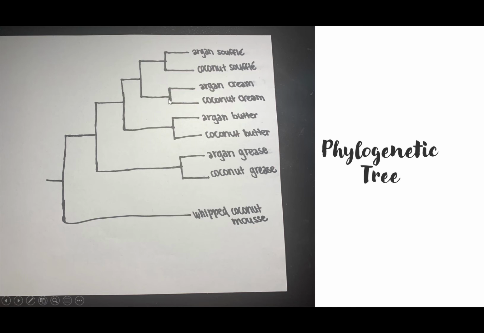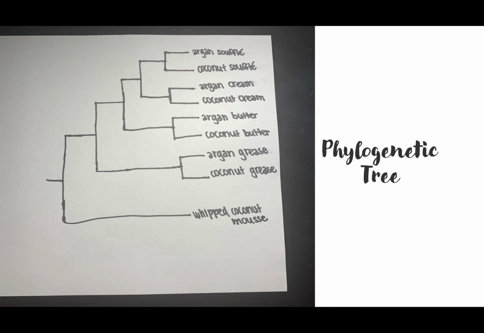This would be the most recent common ancestor of the argan cream and coconut cream. And if you've noticed, they're going in order of what has the heaviest hold. So a souffle is a bit light, then you have a cream, a bit heavier, then you have a butter, which is heavier than a cream, then you have a grease. A grease is heavy. And then the out group would be the coconut mousse because it's so whipped and airy.